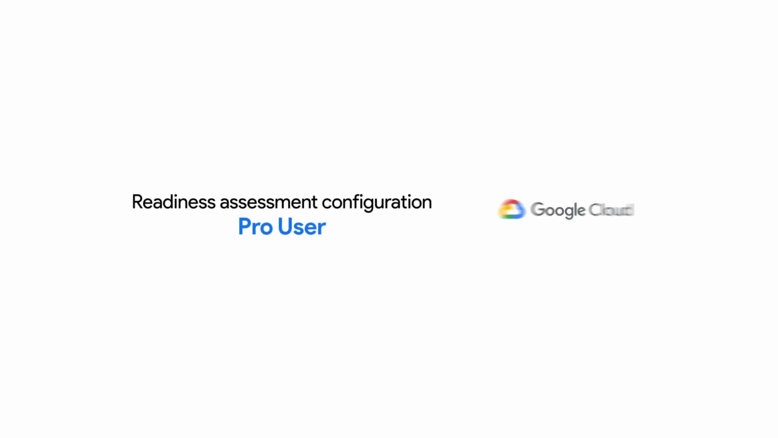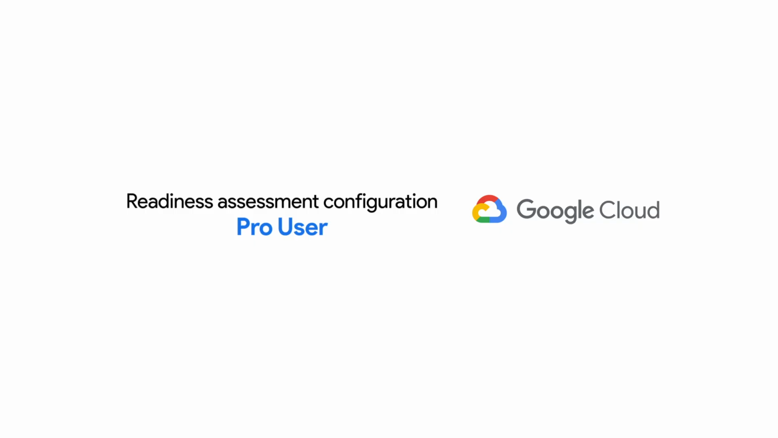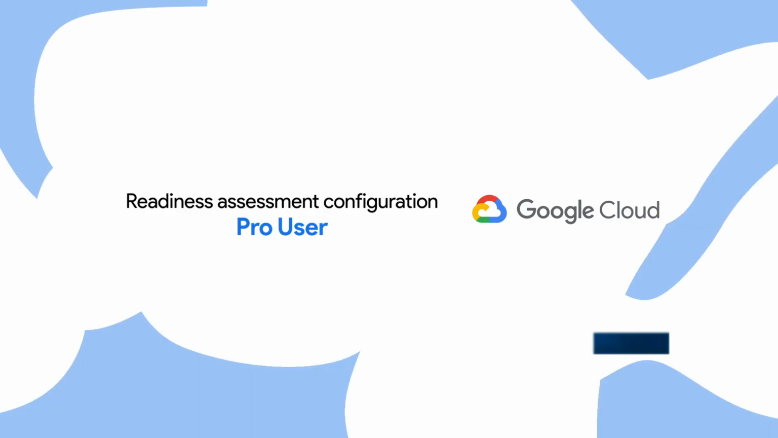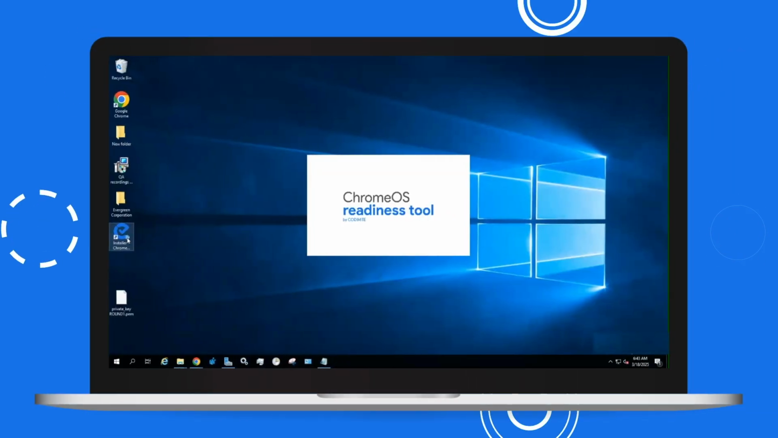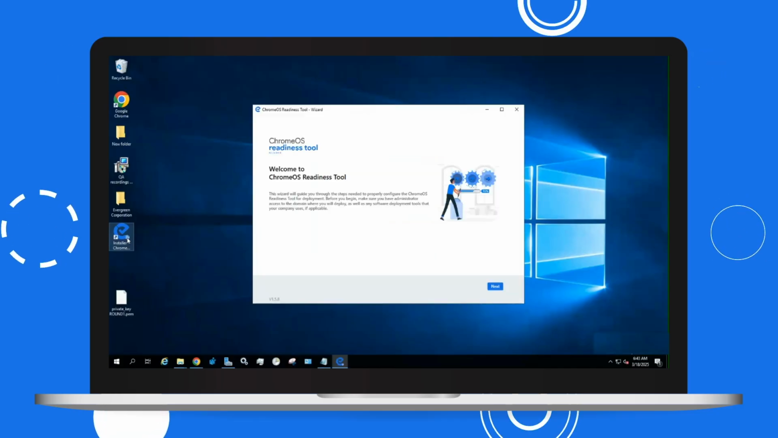Let's deploy the ChromeOS Readiness Tool to your network using the GCP storage option. As a pro user, you can use the GCP storage buckets to securely store readiness assessment results. Click the ChromeOS Readiness Tool installer application to begin the configuration process. The installation wizard will open. Review the details, then click Next to proceed.